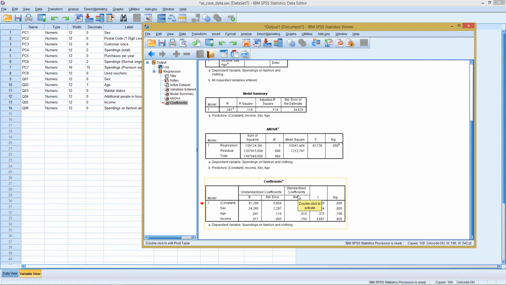Standardization also gets rid of the scale level. And there we see the most important aspect, still our gender variable. The second most important, however, that's income. That's like half of what gender makes, and it's more or less 10 times as important as age. So age is the least important aspect regarding spendings on fashion and clothing.